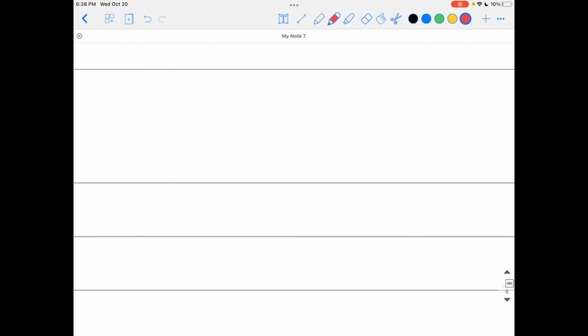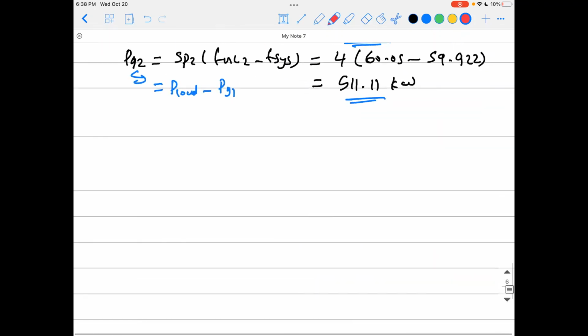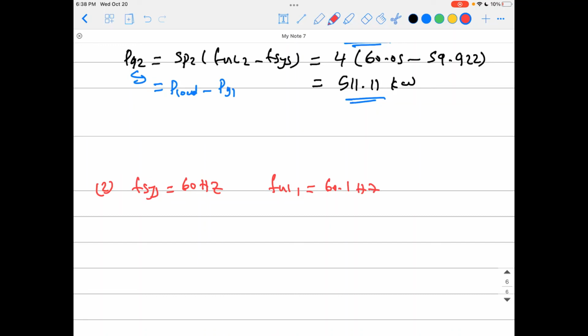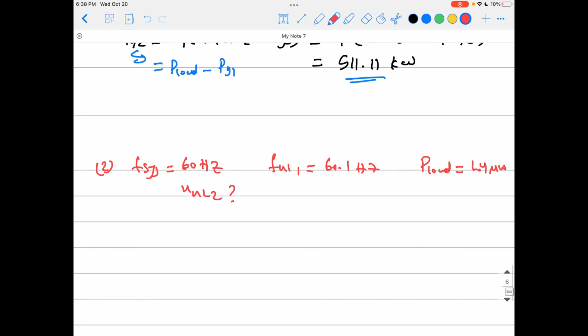So for number 2, he wants your system frequency to be 60 hertz. That's given now. I want my system frequency to be 60 hertz. The no load frequency of generator 1 is still 60.1 hertz. We don't play with it. And the load power we want to feed is still 1.4 megawatts. You need to find the no load speed of the second generator, which is totally related to the frequency at no load.